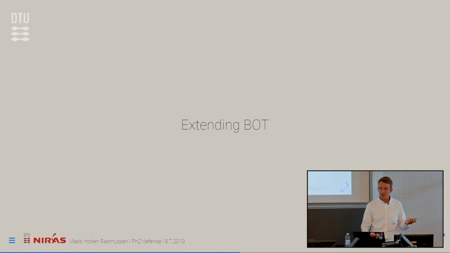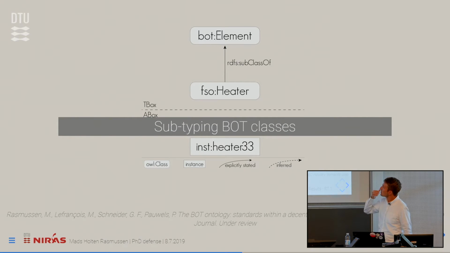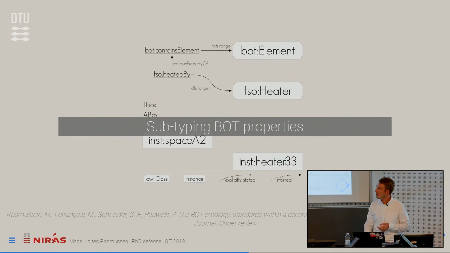Then BOT is supposed to be extended because BOT is very simple. So if we have something like this, we can use subtyping. That's one method for doing it. So we have something which we know is a heater. And on the terminology side, we might have a flow systems ontology defining what is a heater. This is a heater, and that's a subclass of a BOT element, meaning that if I say my heater is a flow systems ontology heater, then because that is a subclass of BOT element, it's automatically inferred that it's also a BOT element. And that's handled by reasoning, which is done in most standardized triple stores that you can buy off the shelf. Then we have subtyping with BOT properties.